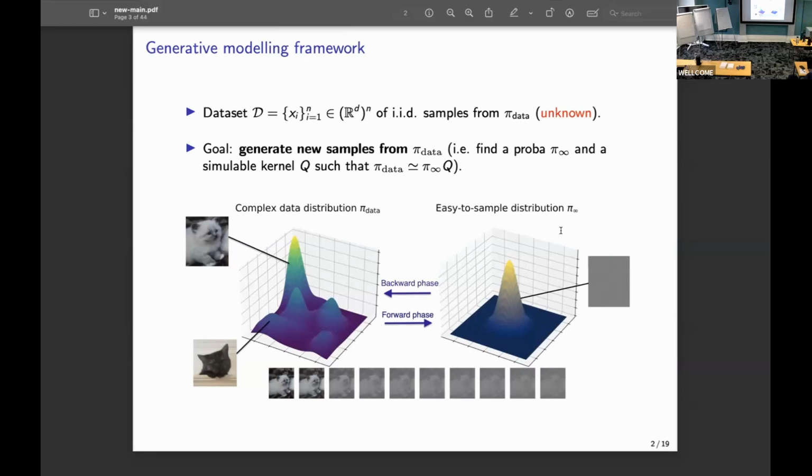And so you try to do, there is a forward phase where you destroy the information that you have, and a backward phase, where we try to reconstruct the information that you have. And so what we want to do is to do this optimally, and we want to optimize the resources that we have, so the computational power that we have.